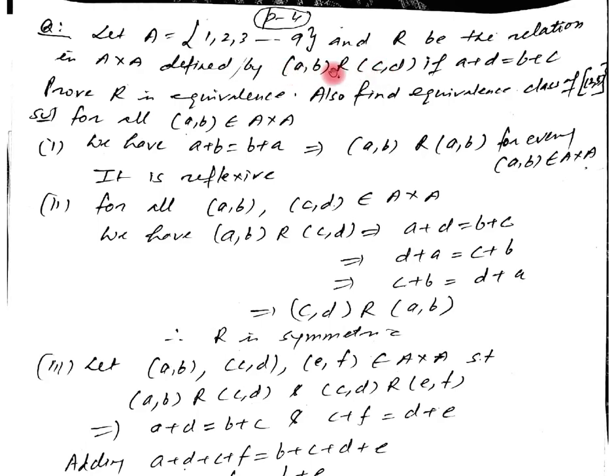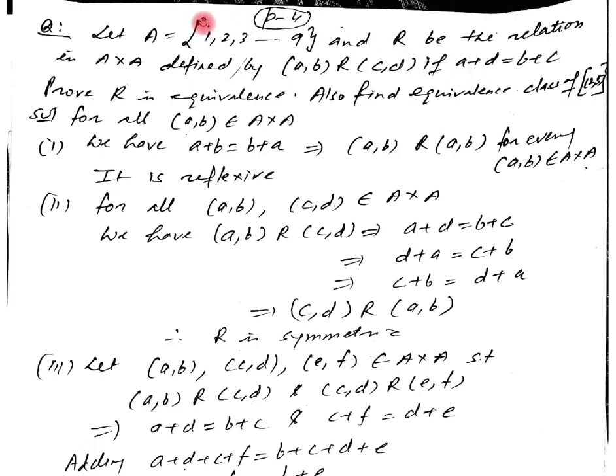It means both the elements should be in the form of ordered pairs, because we have to take the elements from A cross A. (a, b) is related to (c, d) if a plus d equals b plus c. Prove that R is an equivalence relation and also find the equivalence class of (2, 5).